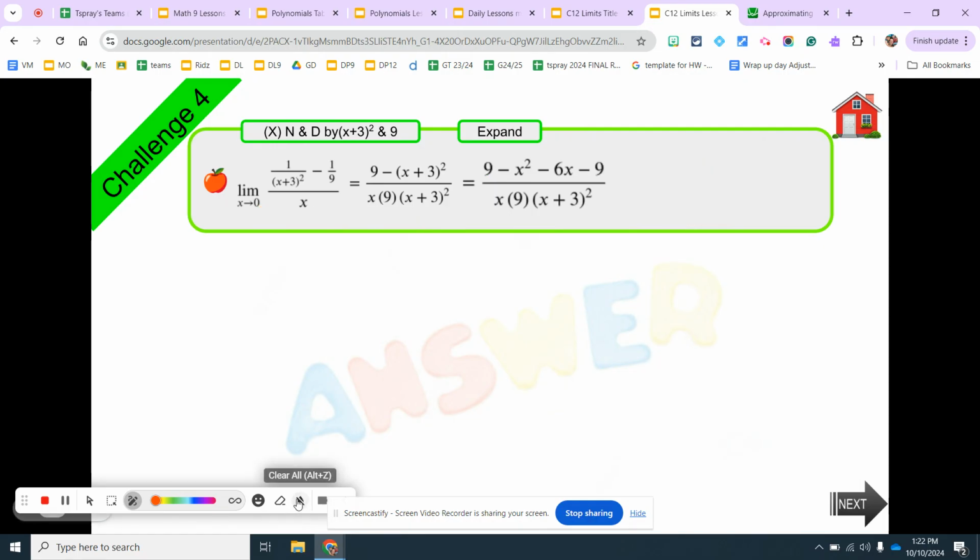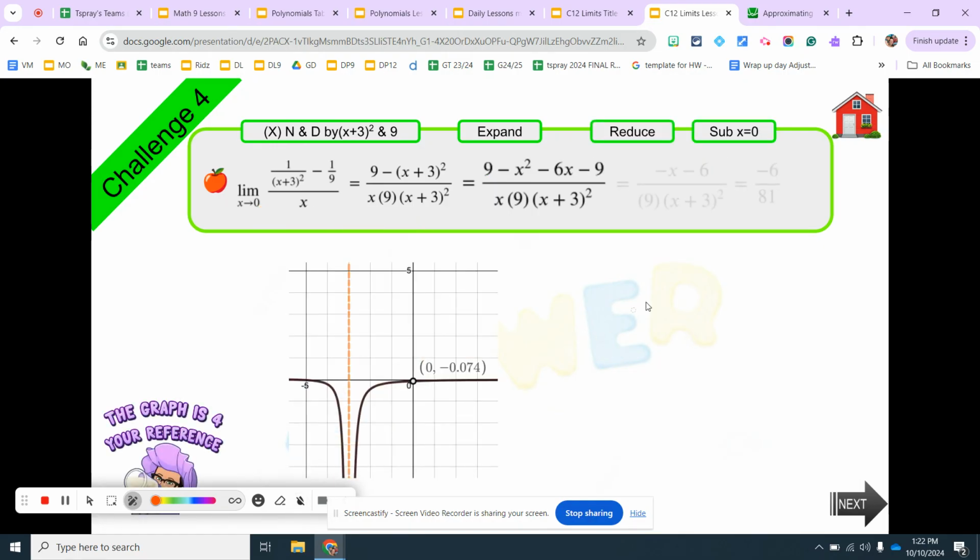I'm going to cancel all this out and help you see what we did. So we canceled out the x's, and when you put the 0 in there, it's just going to be negative 6 over 9 times 9 squared, which is 81. So obviously you can see this is really tricky. The graph of this sucker, which I wouldn't expect any of you to know, looks like this. And when x equals 0, there's an empty set. But we can see that as x approaches 0 from both sides, it definitely approaches a value, and that value is negative 6 over 81.